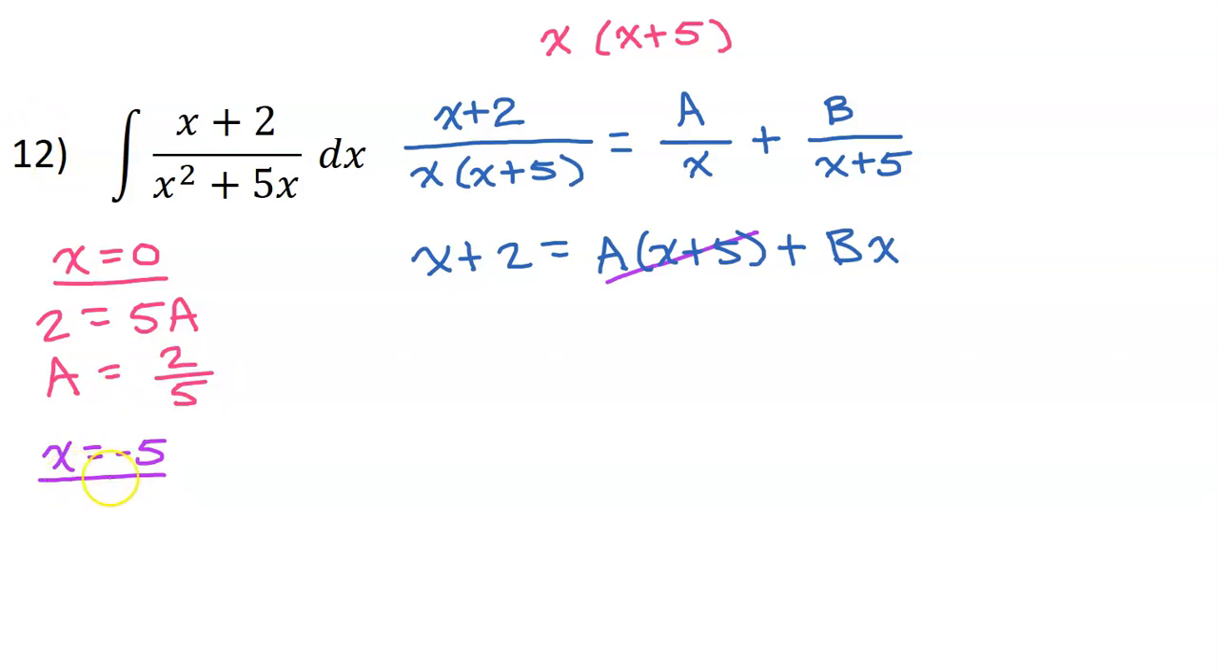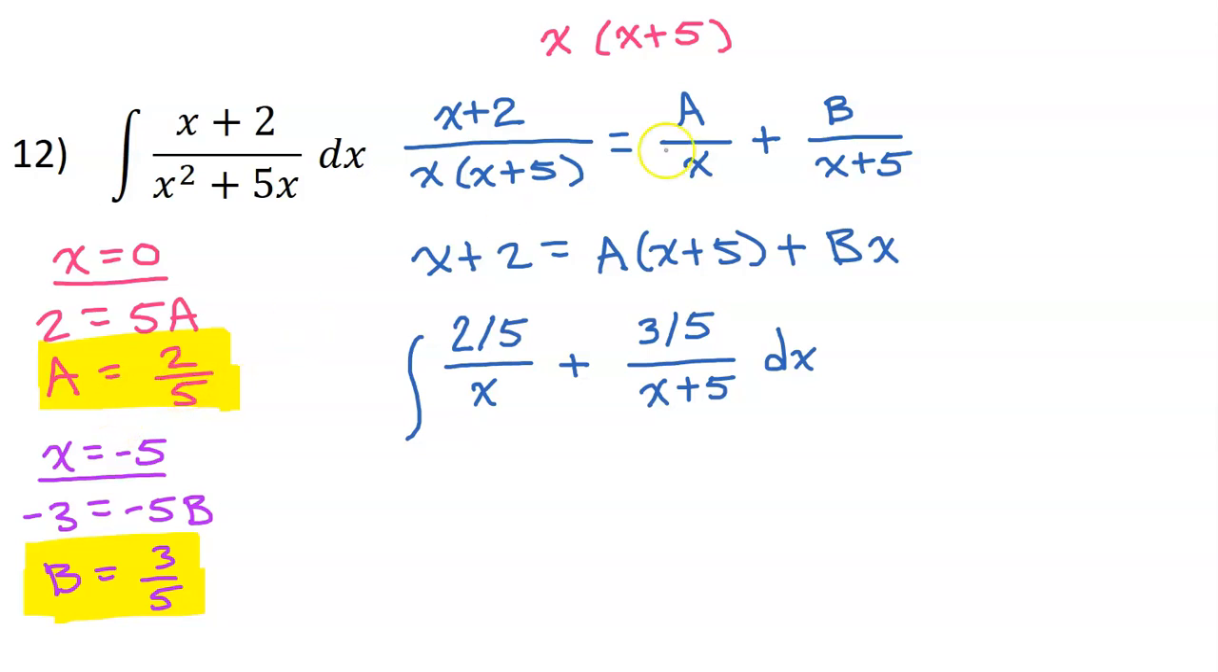If we let x equal negative 5, negative 5 plus 5 is 0, so this term goes away. Negative 5 plus 2 is negative 3, so we have negative 3 on the left. On the right we have b times negative 5, which is negative 5b. Dividing both sides by negative 5, we get b equals 3/5.